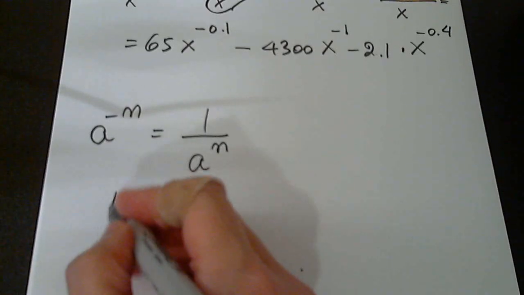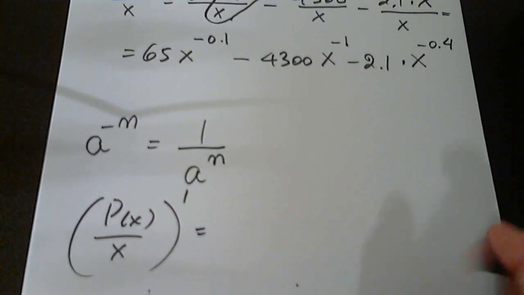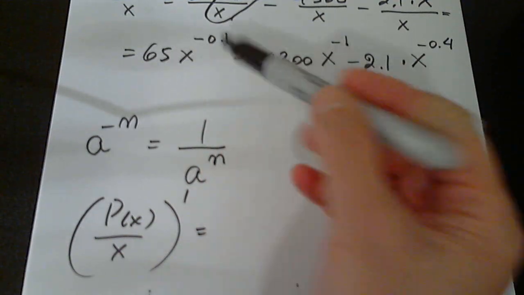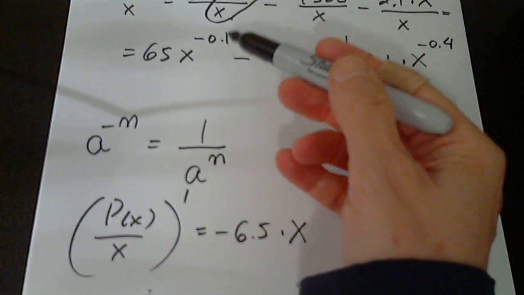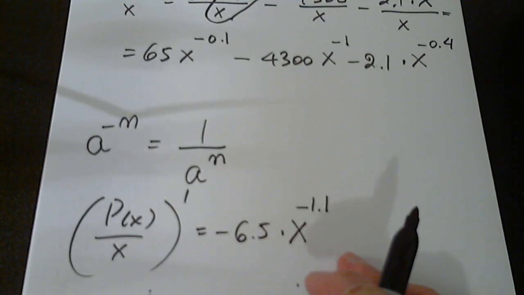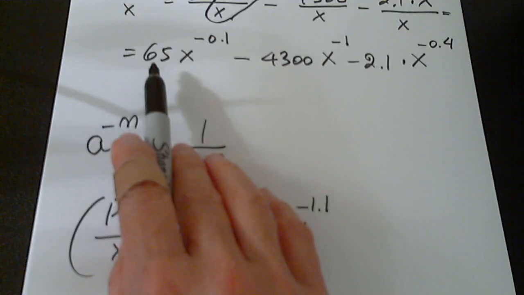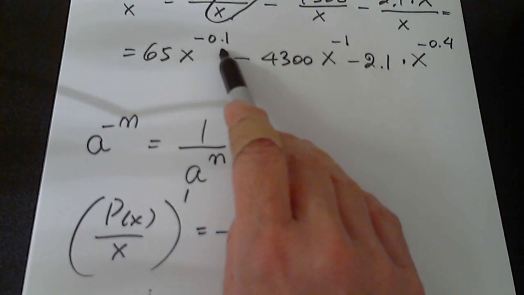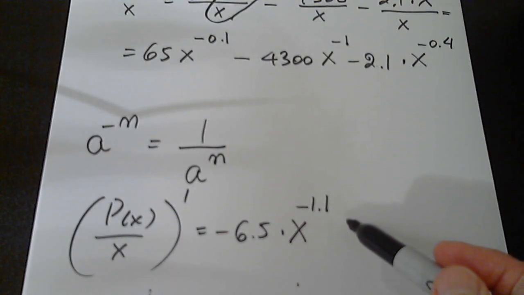So now I have p of x over x, everything prime. I bring down the power. 65 times negative 0.1 is negative 6.5 times x to negative 0.1 minus 1, which is negative 1.1. So I'm applying the power rule. I bring down this power, I multiply by 65, and then I subtract 1 from the power. Negative 0.1 minus 1 is negative 1.1.